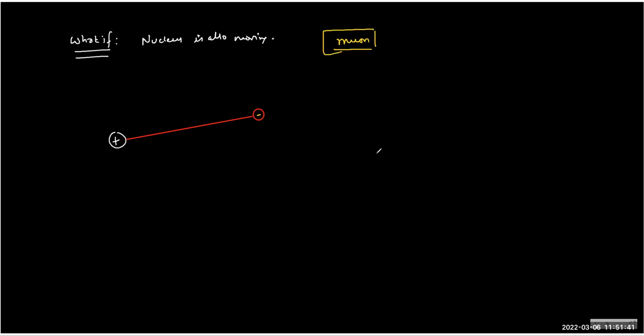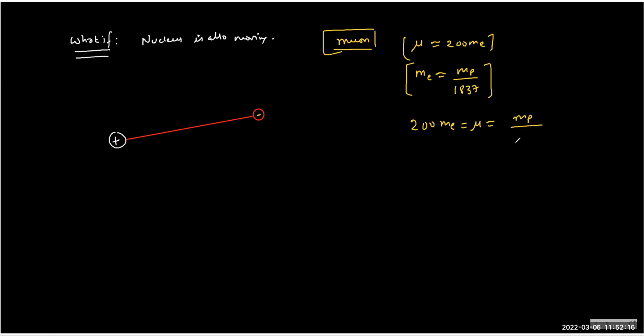Now muons are roughly 200 times the mass of an electron, and we know that the mass of the electron is roughly something like this, 1837 or whatever. You can just verify this number. So the mass of the electron is the mass of the proton upon this value. But if I make it 200 times, which is the mass of the muon, this becomes like 1800 by 200. So you can make it 200 here and 1800 here for simplicity.